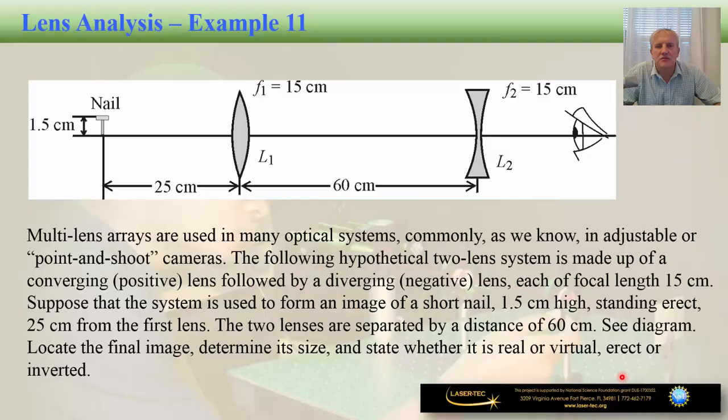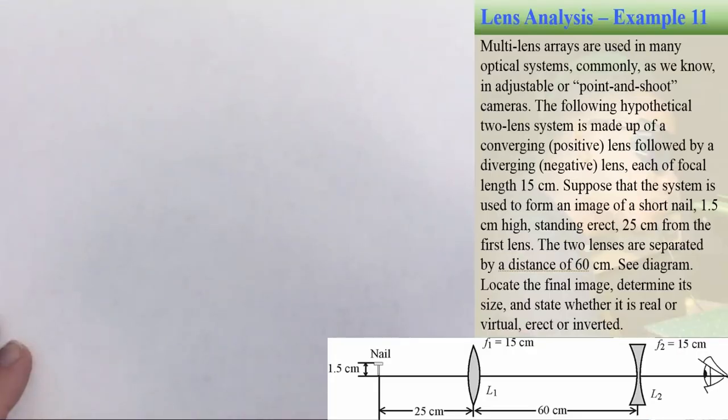So this is a two-lens optical system, so we are going to do a step-by-step procedure. First, we are going to be analyzing the image formation by the first lens, that's labeled as L1. So we are going to use the lens formula applied for the lens L1 first.